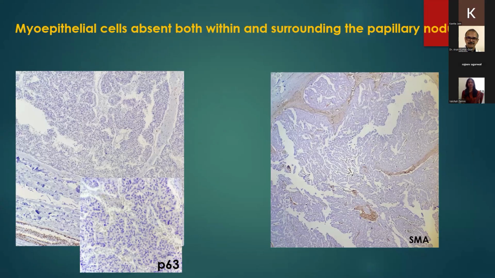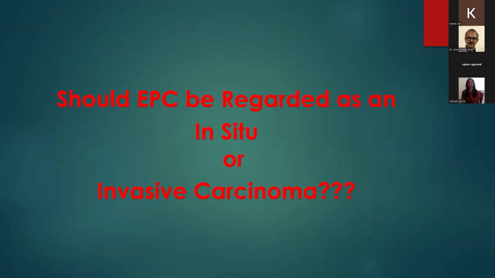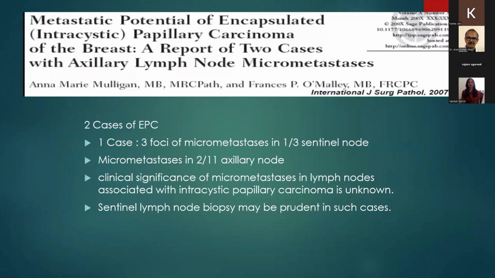Myoepithelial cells are generally absent at the periphery of the tumors and within the lesion, as discussed earlier. So what should you call it? Are these in situ or invasive? Studies have shown that these tumors do show mets. They may be micromets, but even with micromets, they have a favorable prognosis. They have an indolent course.